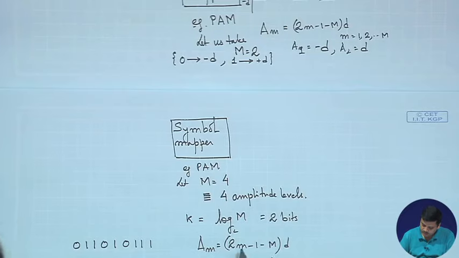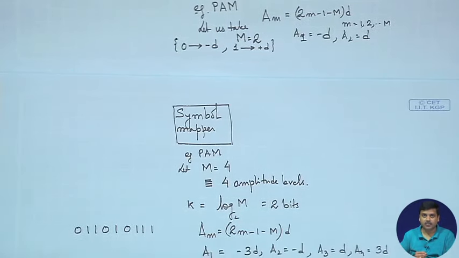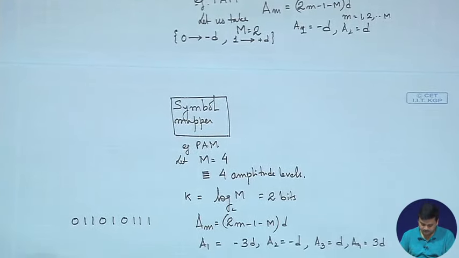A 2, that is 4 minus 1, 3, minus 4, that is minus 1 times d, is equal to minus d. A 3 is equal to 3 times 2, 6 minus 1, 5 minus 4, that is 1, which is d, and A 4 you can now put 4 over here, 8 minus 1, 7 minus 4, that is 3 times d, is 3 d, right. So, you have these levels.